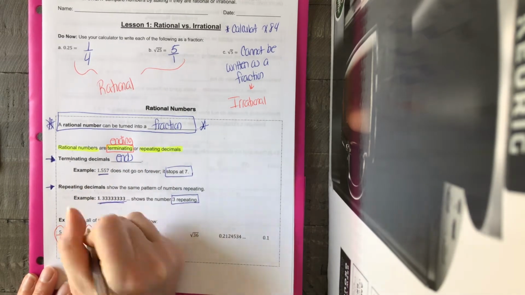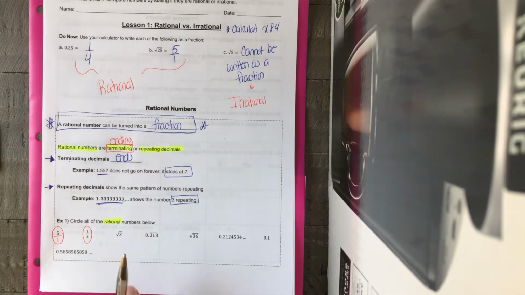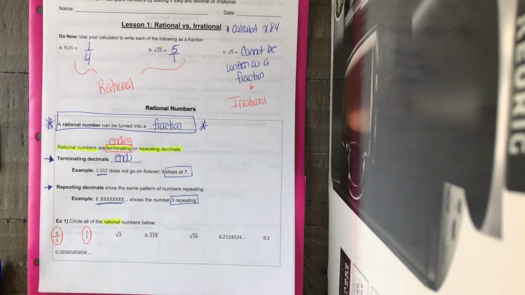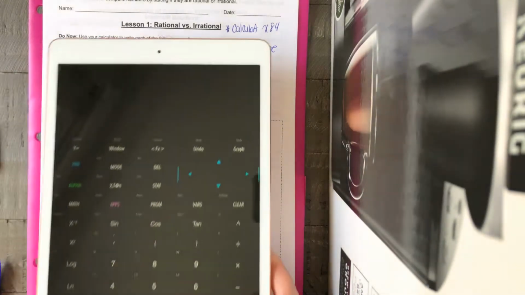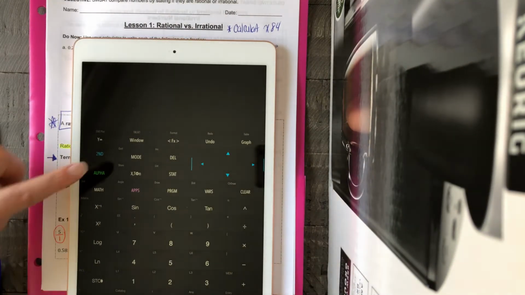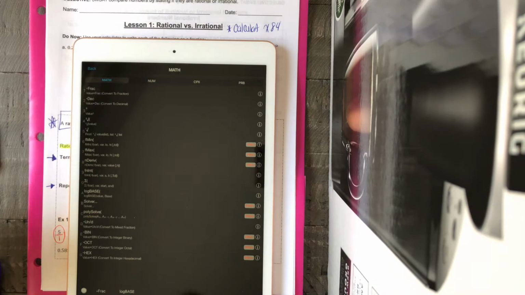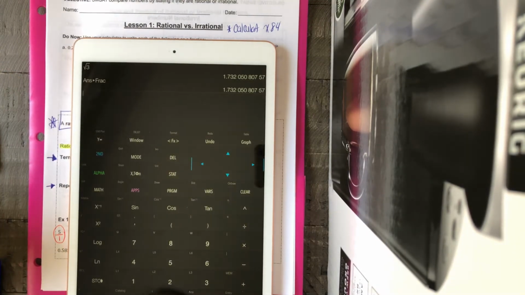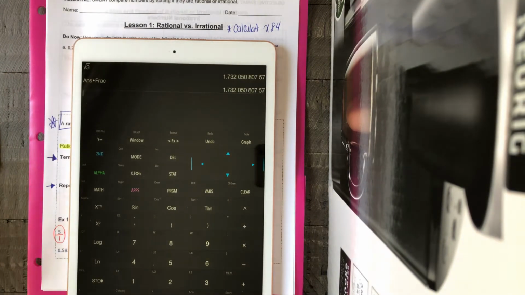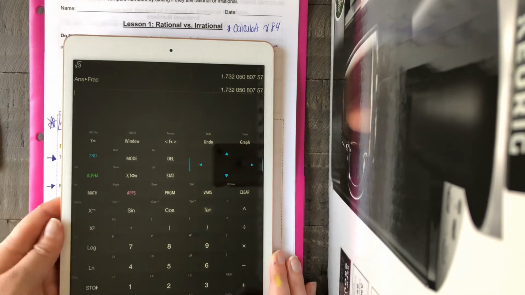I'm gonna circle that. Number 3 is a little bit different, so let me grab my calculator for that. All right, so we have the square root of 3. Let me just type that in, the square root of 3, enter, and I have that big decimal, but let me just check. Can it be turned into a fraction? And it can't. So I know that that would not be a rational number.